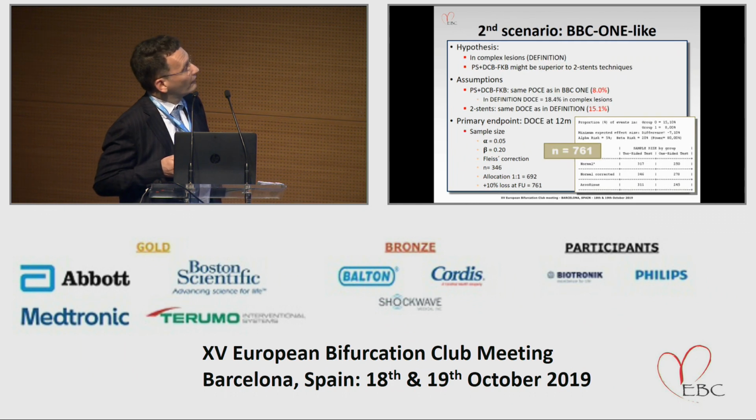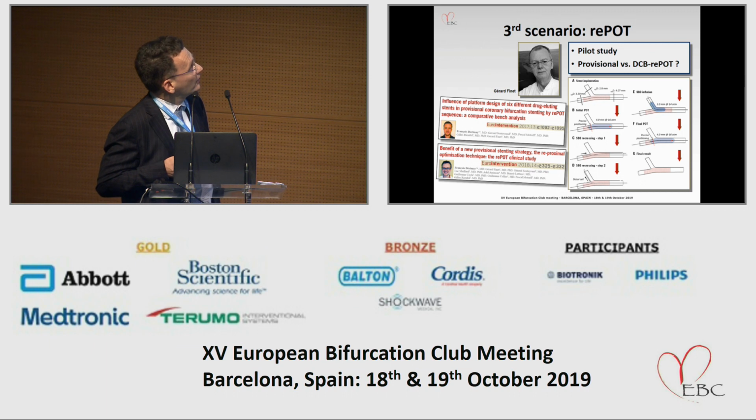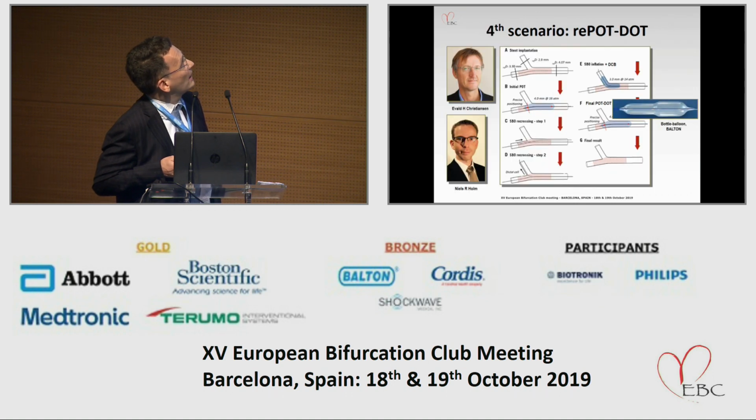A second scenario for complex lesions, the definition to be further detailed: provisional stenting plus DCB FKB might be superior to two-stent techniques. A third scenario for report, where provisional arguably could be better or worse than DCB report, and some sub-scenarios for report and DOT, all of them incrementally necessitating a larger and larger number of patients to be enrolled.